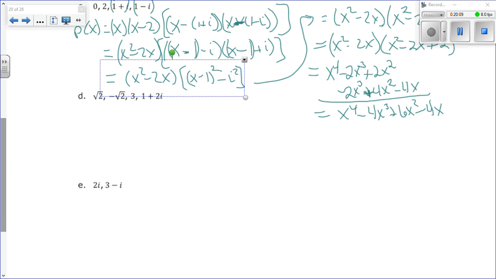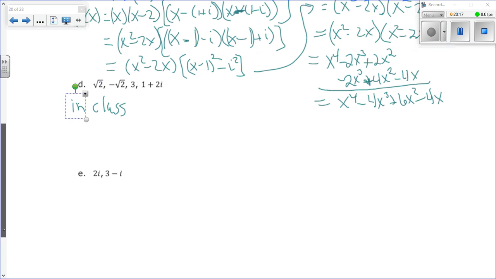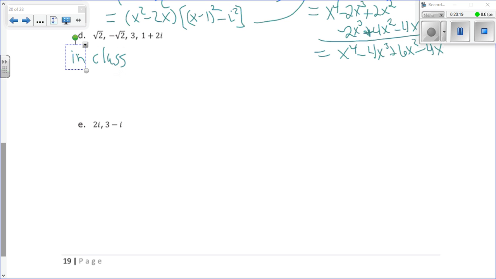Let's save D and E for in class. These are going to be a little bit tougher. If you feel like you want to try, by all means, go ahead. But we will definitely go over those in class. All right. There you go. That's factoring with complex numbers and also writing equations given the roots of complex numbers as roots.